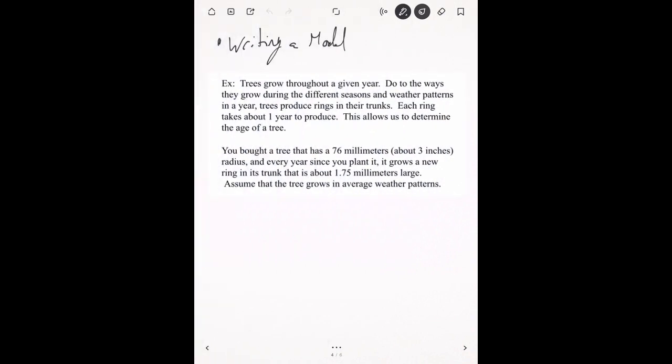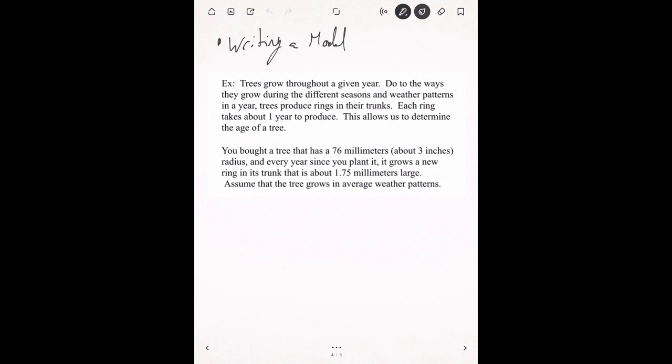Okay, here's what we're going to do. We're going to take some time to work on writing a linear model from described information. In this problem, we're talking about a tree. Trees grow throughout a given year. Due to the way that they grow during the different seasons and weather patterns, a tree will produce a ring. And each ring takes about a year to produce.